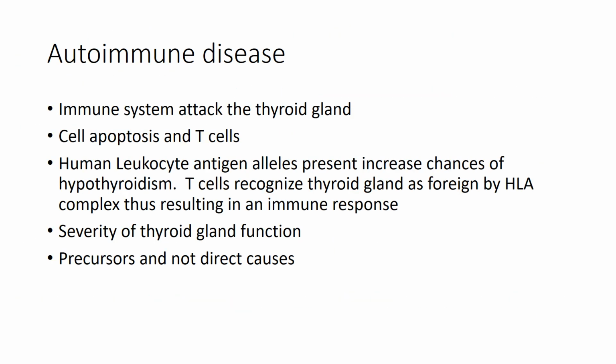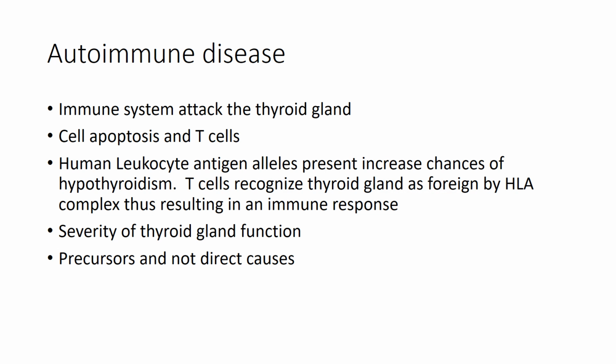So going to autoimmune disease, the immune system is attacking the thyroid gland through cell apoptosis and T cells. Human leukocyte antigen alleles, if present, increase the chances of hypothyroidism. T cells recognize the thyroid gland as foreign by the HLA complex, which sort of serves as an index of what's foreign, viral or bacterial in the body and what's healthy cells, thus resulting in an immune response where the thyroid is under attack.